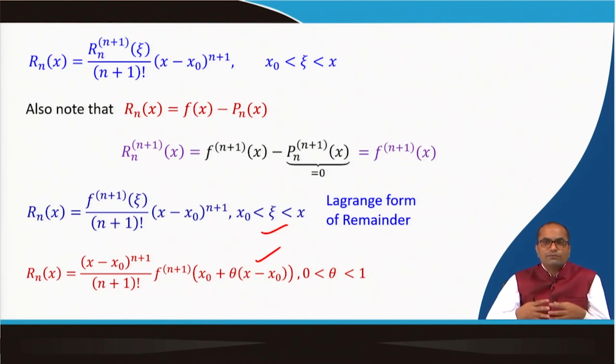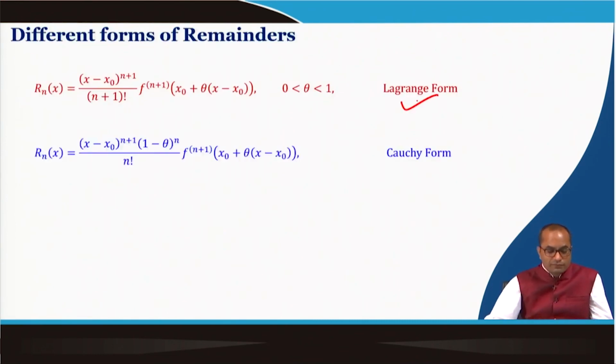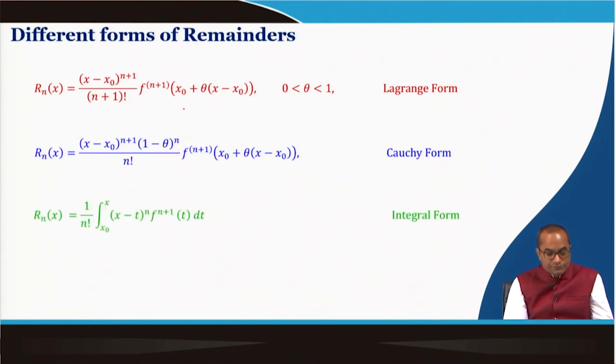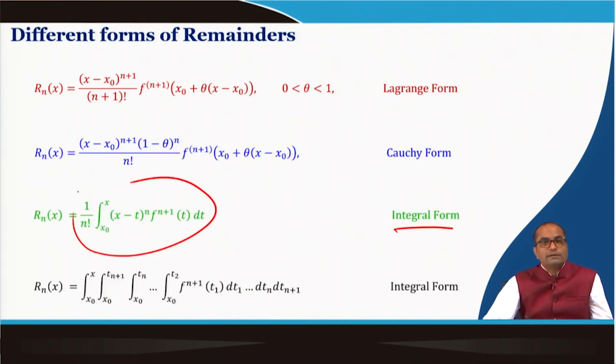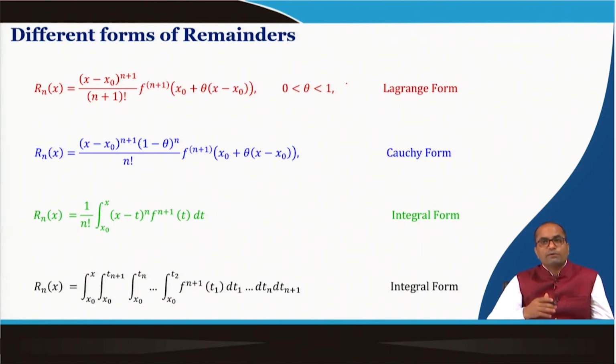There are various other forms in the literature, and we are not going to derive these in this lecture. So this is the Lagrange form which we have already seen. There is a Cauchy form, so there is a slight difference one can clearly observe here in the numerator as well. And there are many other different forms. In fact, we have the integral form also for the same remainder, and another very different form of the integral. So there are various forms, but the most popular one is the Lagrange form of remainder, which we have already derived.